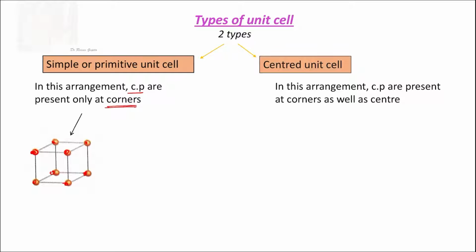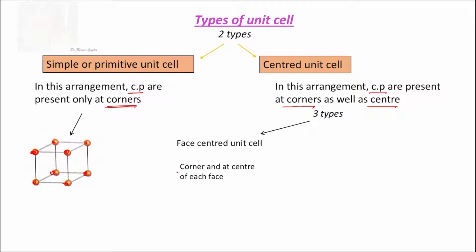Fine. Now, next is a centered unit cell. In centered unit cell, the constituent particles are present at corners as well as the center. And this center may be of face, that may be body, etc. That may be edge center. But in case of here, we consider there are three types of the centered unit cells. That is, first is the face centered unit cell.